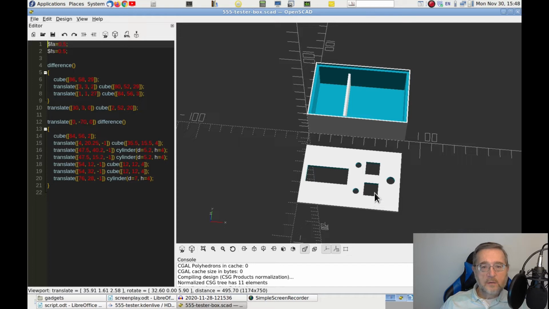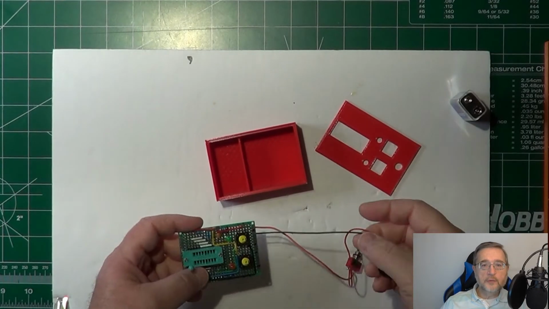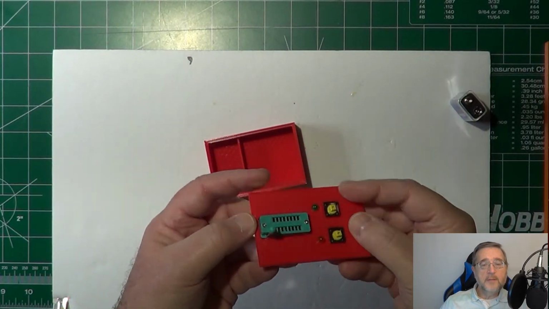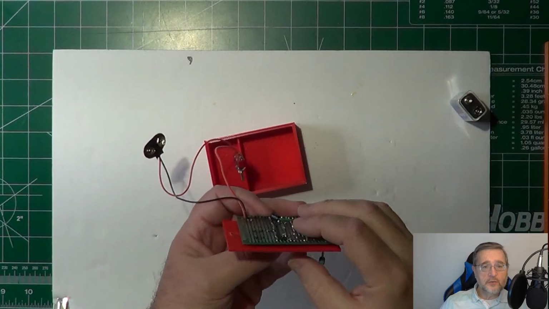The panel has holes for the various parts that need to be accessible: the ZIF socket here on the left, the two buttons, the green and the red LEDs, and the on-off switch. So, to put the whole device together, first thing to do is to install the breadboard on the back of the panel. It will fit very close to the panel itself.